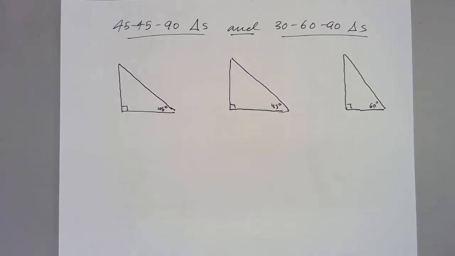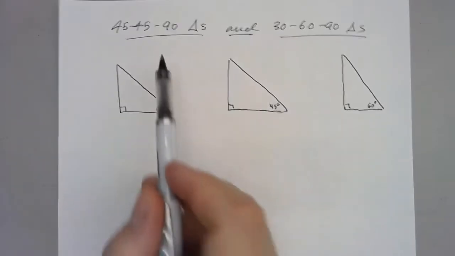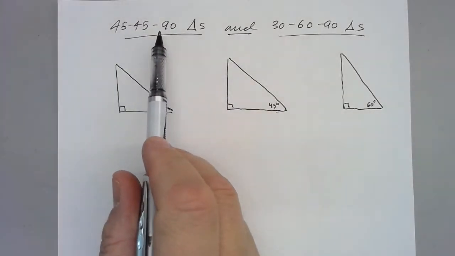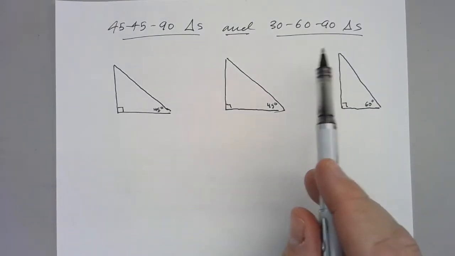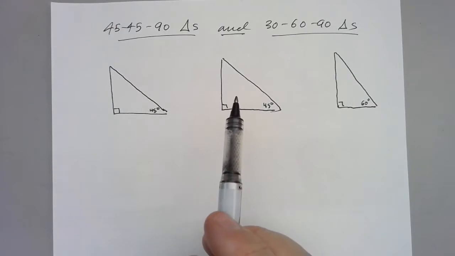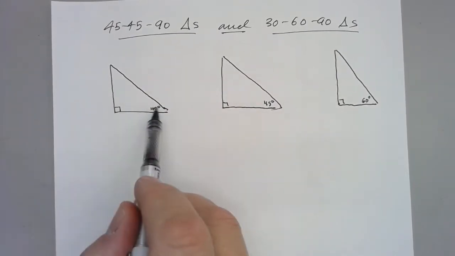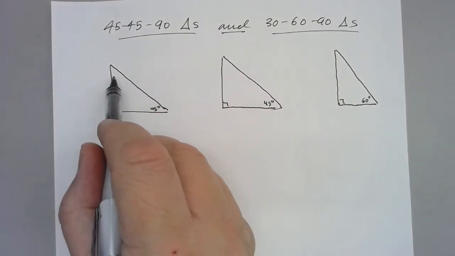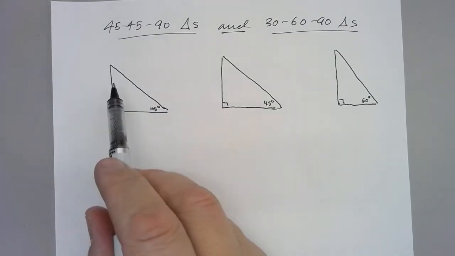In this lesson, we're going to look at two important types of right triangles that are named because of the angles that make them up. We have 45, 45, 90 triangles, and we have 30, 60, 90 triangles. So each of these is a 45, 45, 90 triangle. These angles add up to 135, so this must also be 45 because the angles add up to 180.